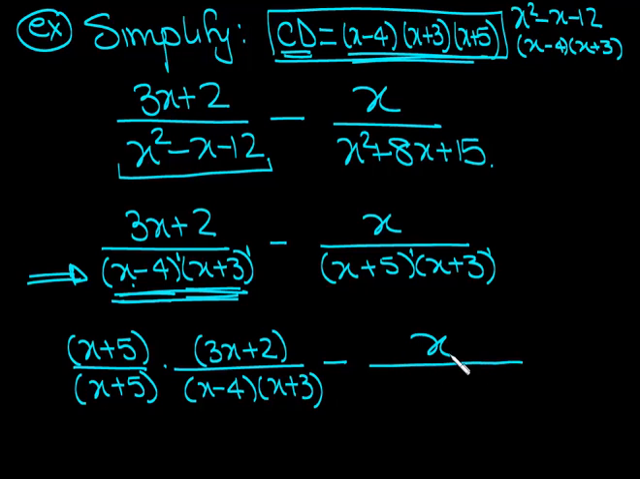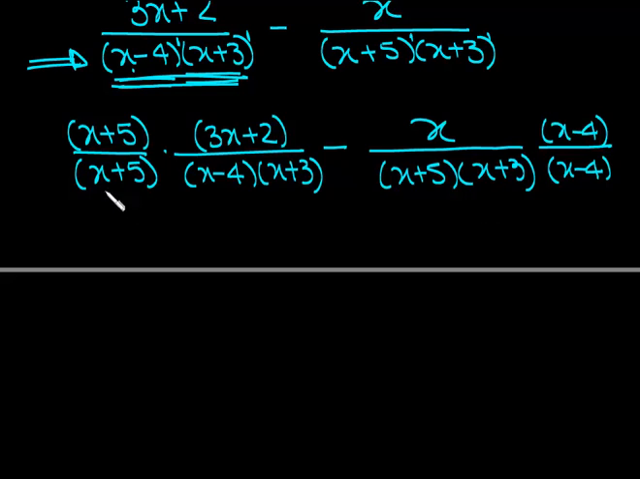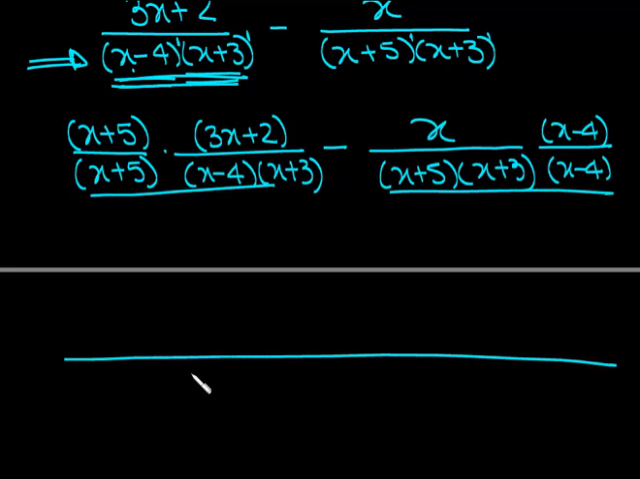Minus, I have x. What is this denominator missing? I have x plus 5 and x plus 3. I have these two. I'm missing an x minus 4, so I'm going to multiply and divide by x minus 4. So there we go. Now, what do we do? Well, these two denominators are exactly the same, so let's write them as one.